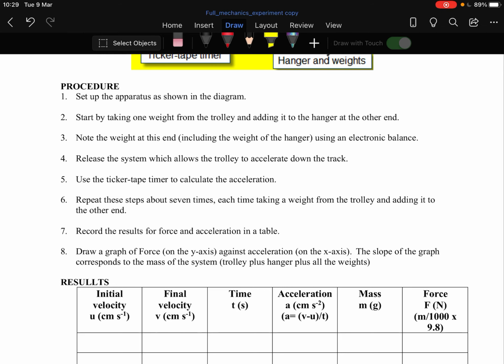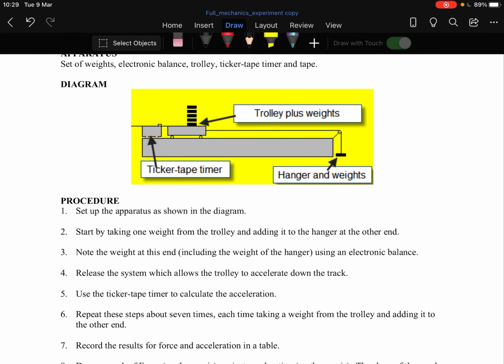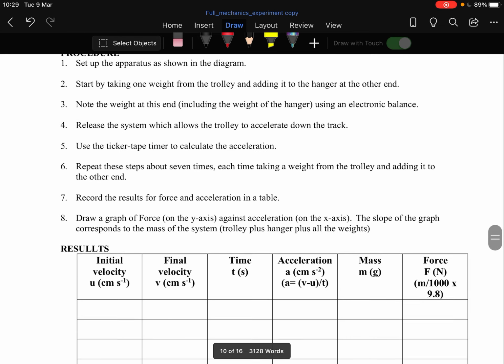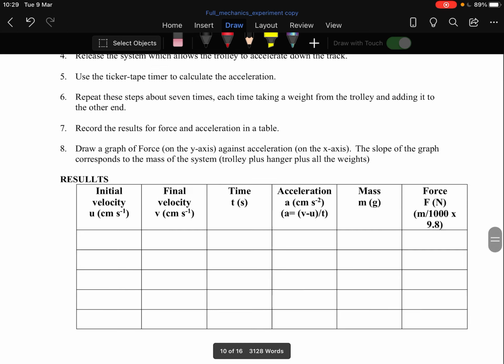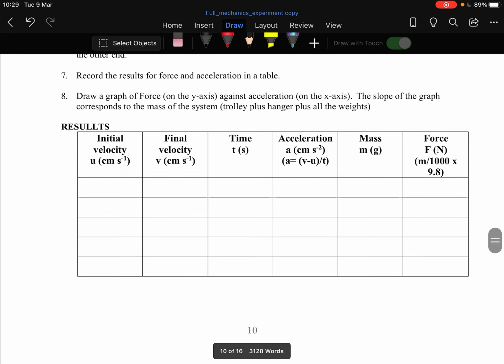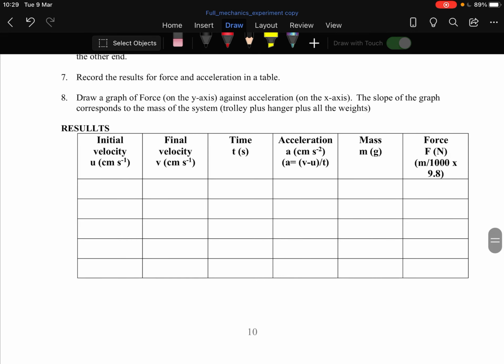And then repeat that. So you keep repeating it, you do it a few times, get an average, and you keep taking a weight and putting it here and do it again, take a weight, put it there, do it again. You just do it over and over. And then, of course, we draw a graph of the force on the y-axis against the acceleration on the x-axis, and the slope of the graph corresponds to the mass of the system. So we can calculate the mass of our system from this.